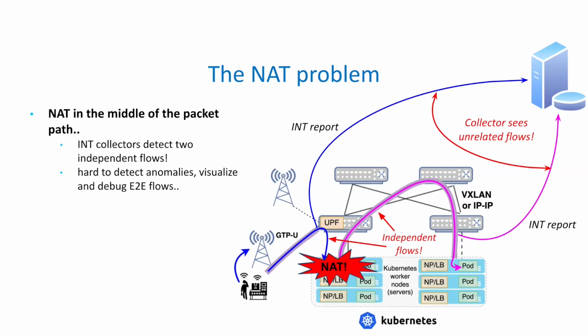Finally, the work on Host-INT is still in progress, and we met a fundamental problem that hinders the ability to achieve end-to-end network visibility. The problem is caused by NAT being performed by some CNIs in the middle of the packet path. This leads to a situation in which packets of the same end-to-end flow are reported to the INT collector using different IP addresses and ports. This causes INT collectors to detect two independent flows instead of one, and this breaks the ability to detect anomalies, while also making it hard to visualize and debug end-to-end flows.